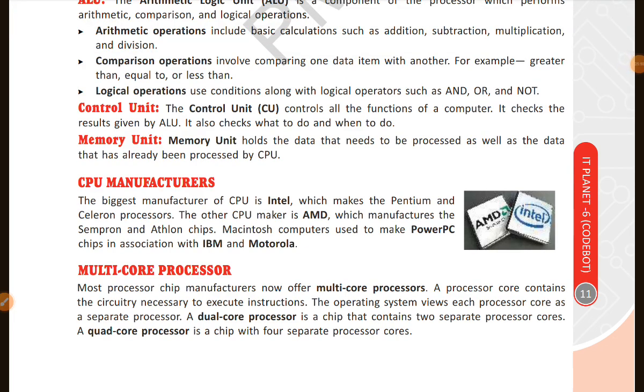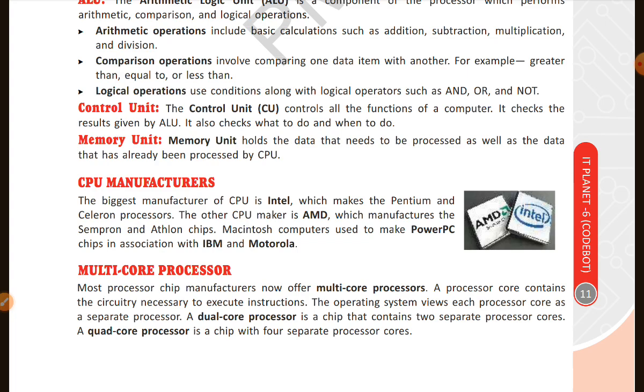Now our next topic is computer manufacturers. The biggest manufacturer of CPU is Intel. You might have seen laptops. The bottom corner of a laptop has a sticker on it which is written as Intel. The company that makes the CPU or the processor, the biggest manufacturer is Intel, which makes the Pentium and Celeron processor. Pentium and Celerons are the types of metal or elements which are used to make processor.